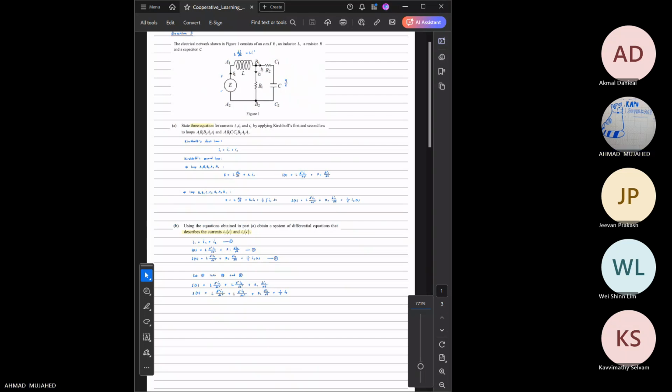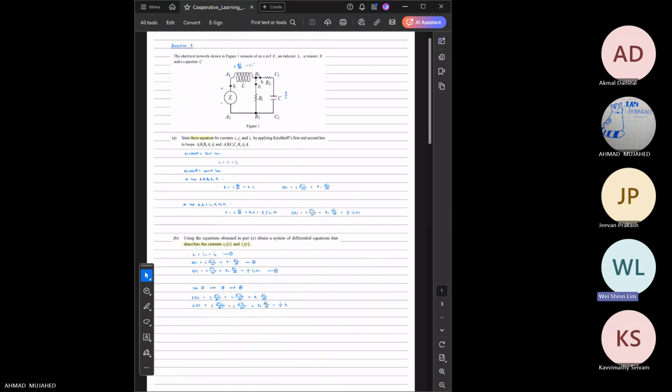Can you see? Okay, begin now. I think I need to make it a bit bigger.